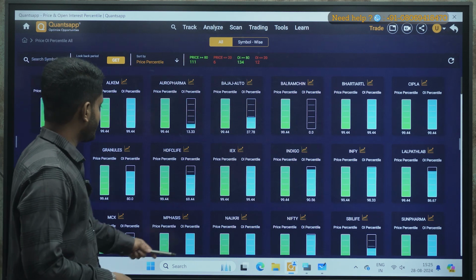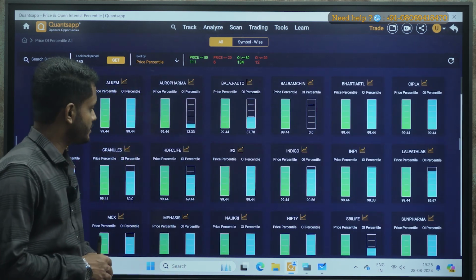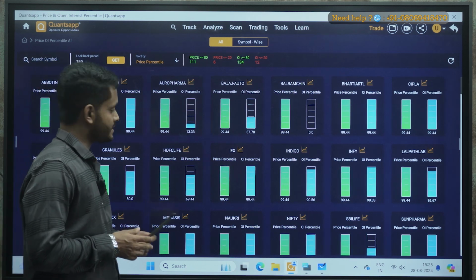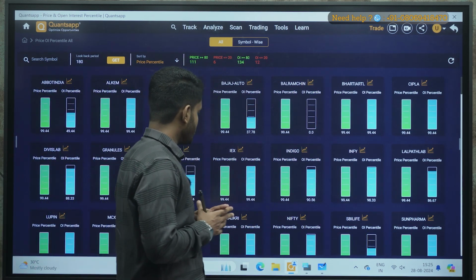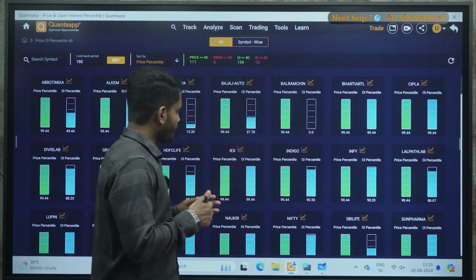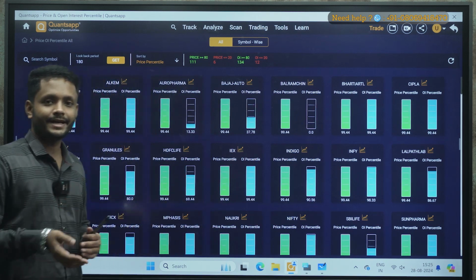Okay, so as of now there are 4 to 5 stocks I can see. Now let's go with Indian Energy Exchange, that is IEX. Now the price percentile is above 99 and also the OI percentile is above 99. Now my question to you is, are we going to straight away jump and take a trade in IEX?